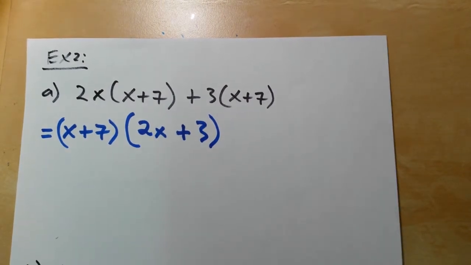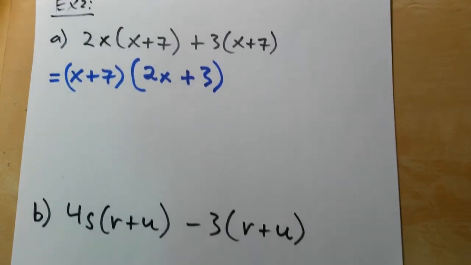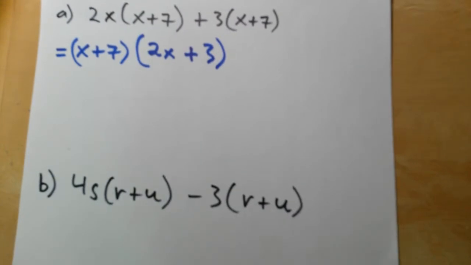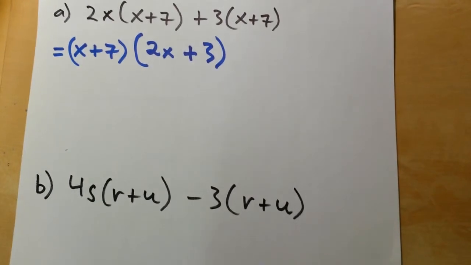Okay, let's look at the next example here. We have 4s times (r plus u) minus 3 times (r plus u). Well, I want you to try this on your own and refer to the previous example. We'll take it up next time, but let's look at some other example here.